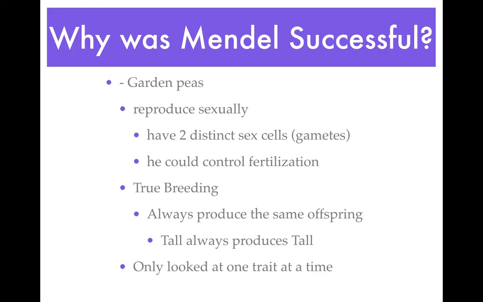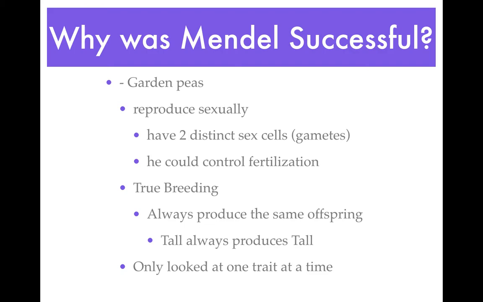He started with garden peas, and garden peas were very important for him to choose. Garden peas reproduce sexually. Not all plants reproduce sexually. If you didn't reproduce sexually, you didn't have two distinct sex cells, two gametes, he never would have figured out what he was trying to figure out. And in addition to that, in garden peas, he could control the fertilization. In garden peas, he knew to take the male part of the plant and sprinkle it on the female part if he wanted to cross the plants. And he knew that pea plants are self-crossed or self-fertilized in most cases.